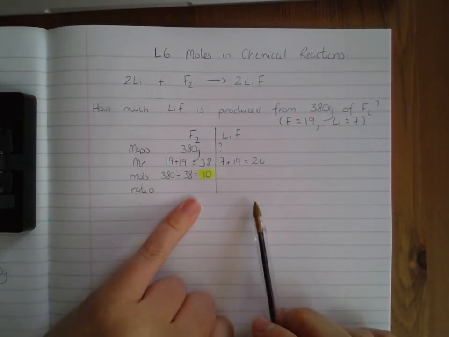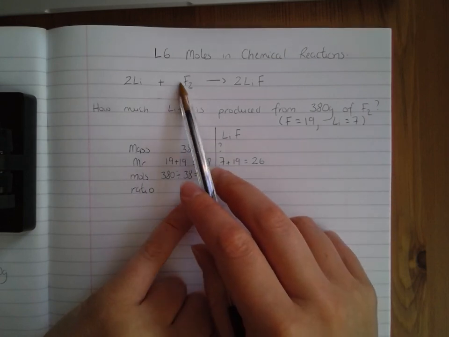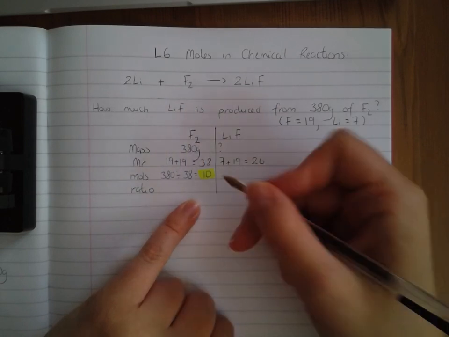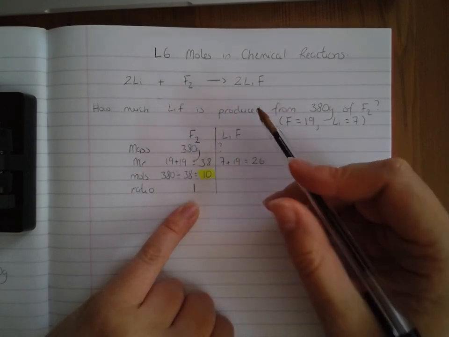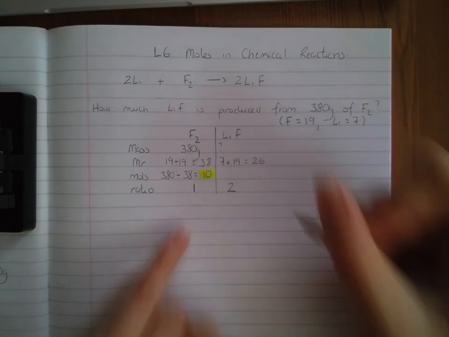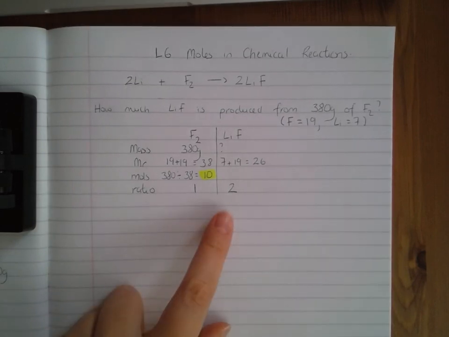Now I need to fill in my ratio. Okay, the big number in front of fluorine, there is none. And if there's no big number, I fill in 1. The big number in front of LiF is 2. So this is the first time that we've had a ratio that is not 1:1. Now my ratio is 1:2.